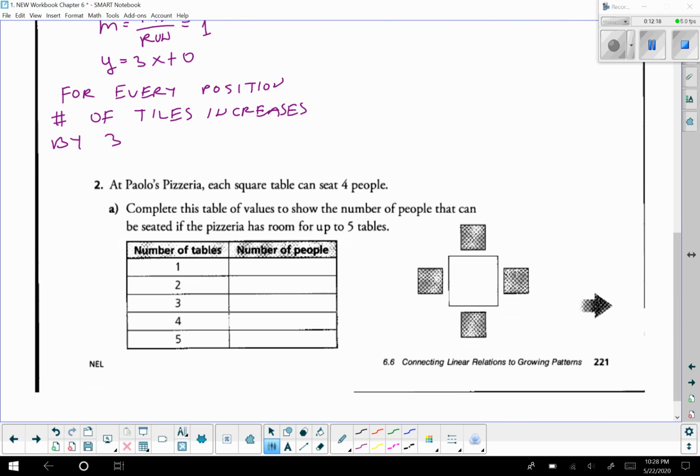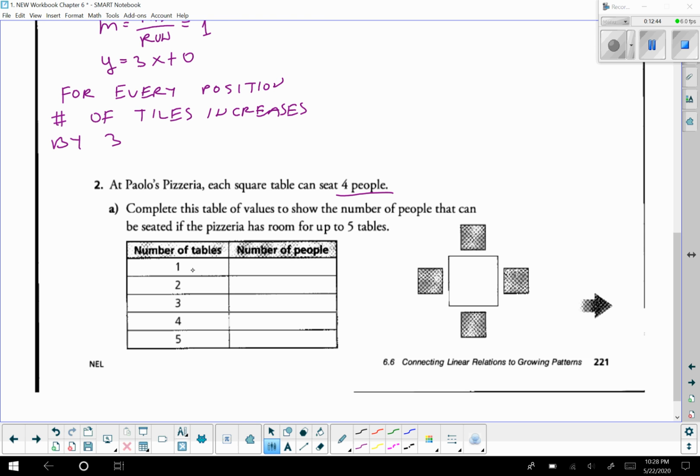Here we go. Here's the story. So the story is at Paolo's Pizzeria, each square table can seat 4 people. So there's the table here. We have 4 chairs around it, seats 4 people. It says complete this table of values to show the number of people that can be seated if the pizzeria has room for up to 5 tables. So here we have a story. We have some kind of a visual representation. Now we're going to create a table of values.